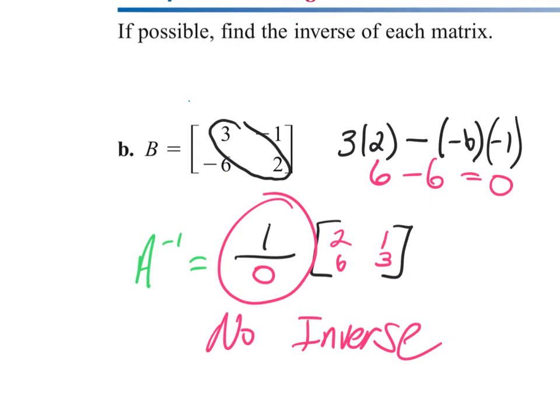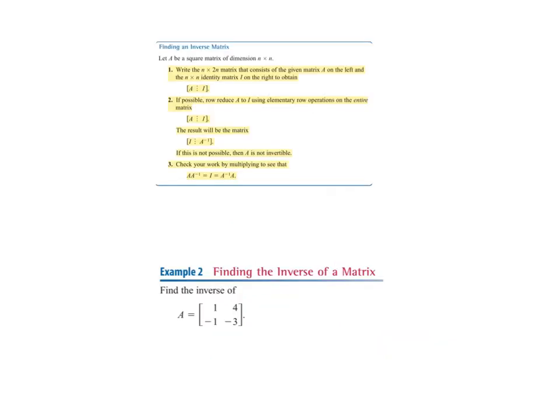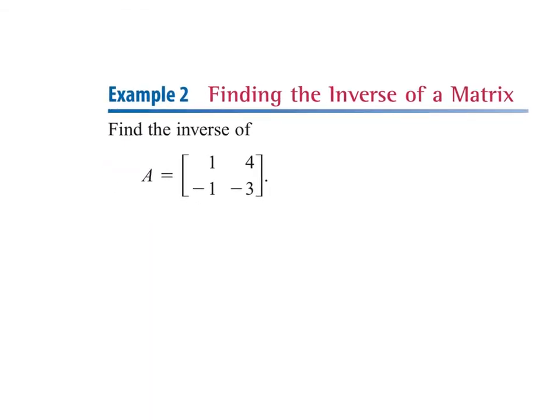Let's look at the next one. You have questions, Sean? Are you okay? Okay. All right, find the inverse. What's my first step? The majors. What are my majors? 1 and -3. So I have 1 times -3, minus, minus -1 times 4. Perfect.